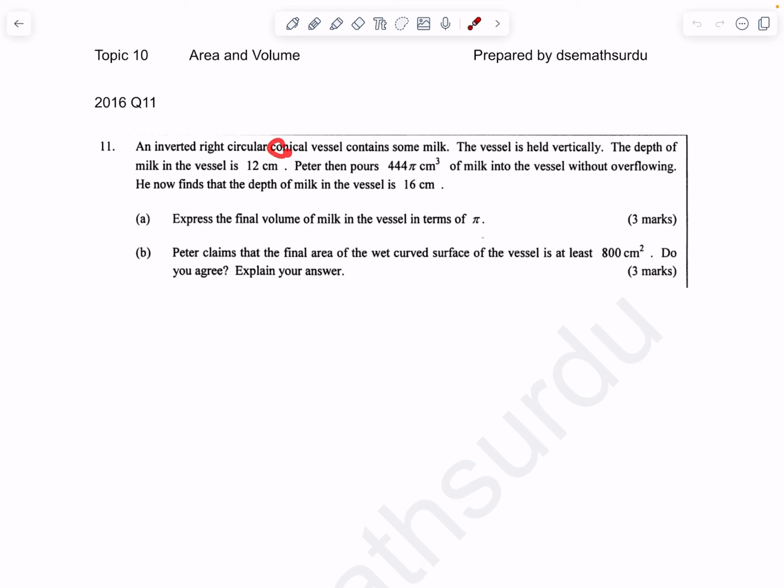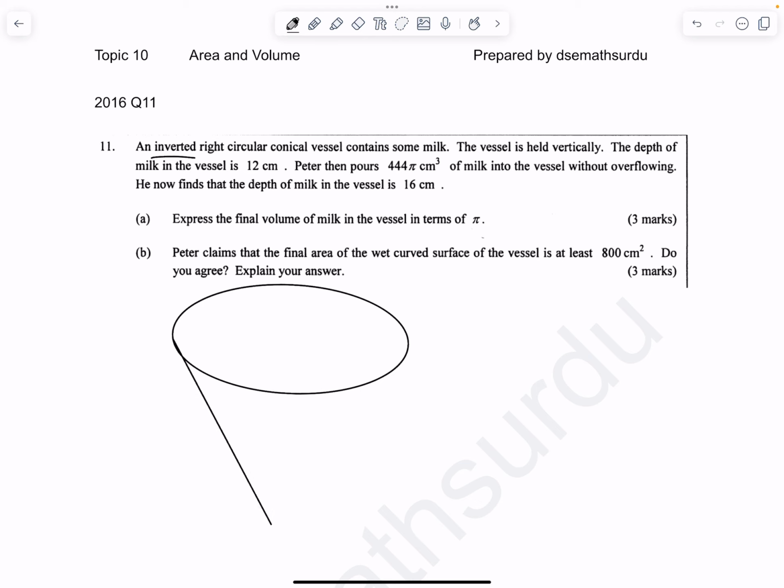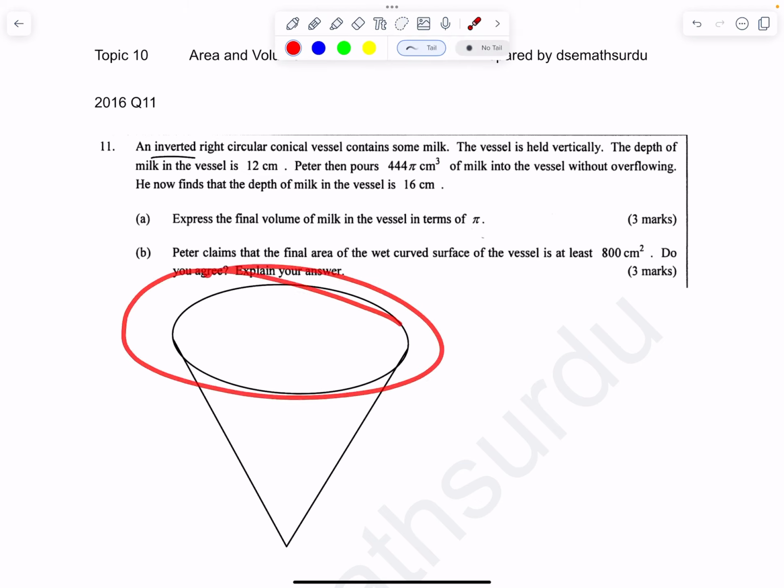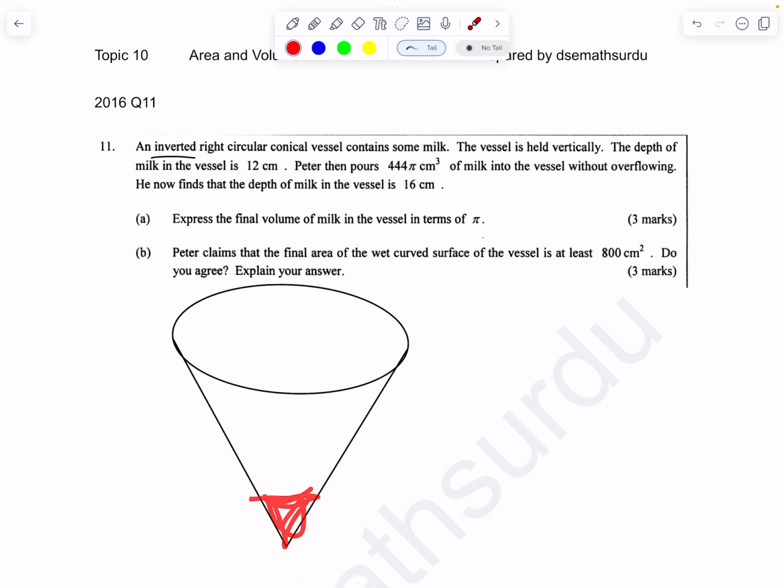So cone, what is a cone? 圓錐. So 圓錐倒立嘅 inverted, so draw that first. Now because I'm just trying to make things quicker, so I won't draw too nicely. As long as you understand what I'm drawing, it's fine. So it's something like that. Okay, of course this is not the perfect drawing, but then you can understand. So 圓錐倒立嘅. Okay, and then it contains some milk, so I don't know how much milk there.